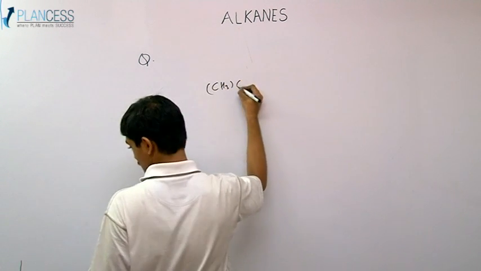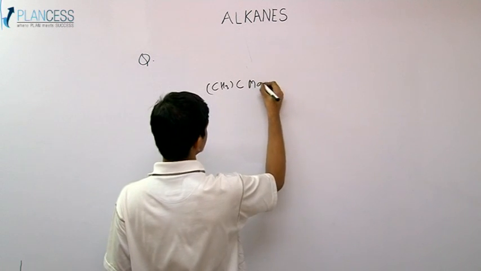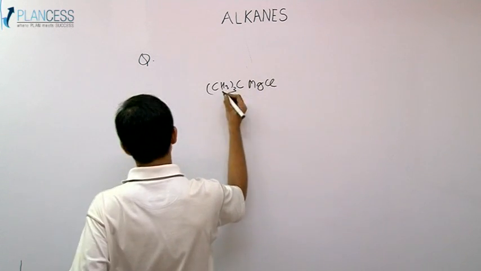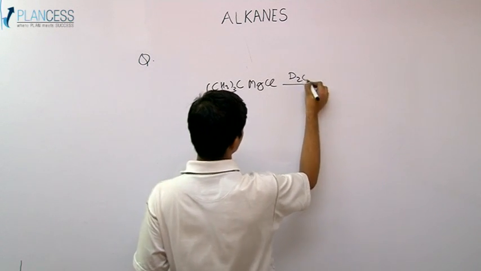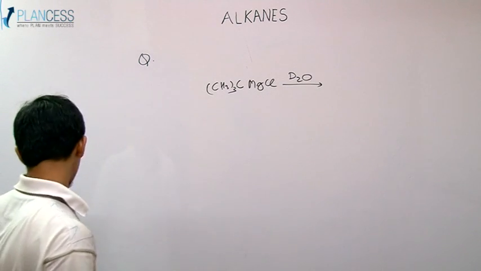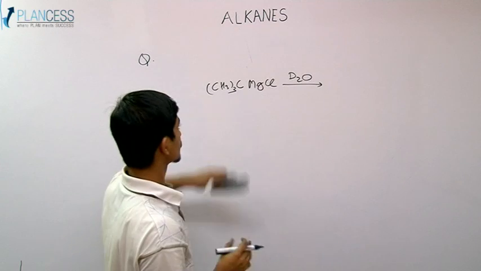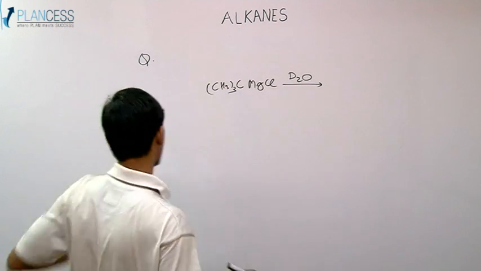CH3 C MgCl, CH3 thrice MgCl, D2O. Now, what is the product in this reaction? How do we determine what is the product?